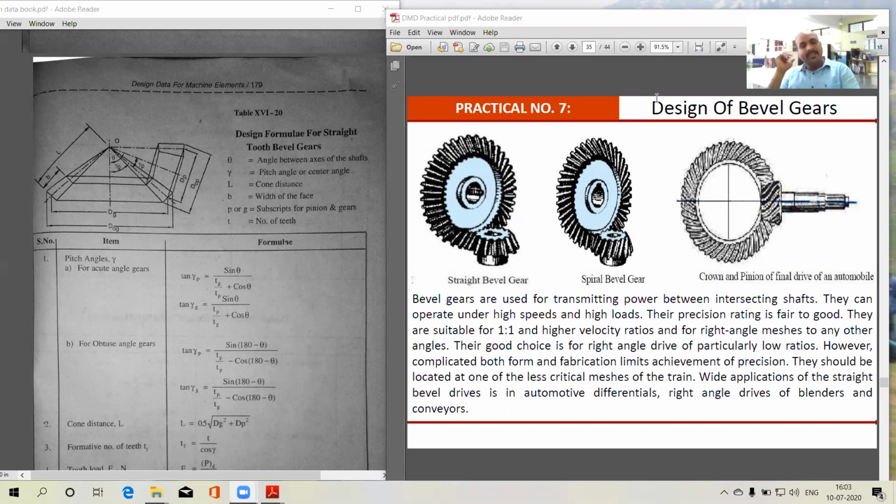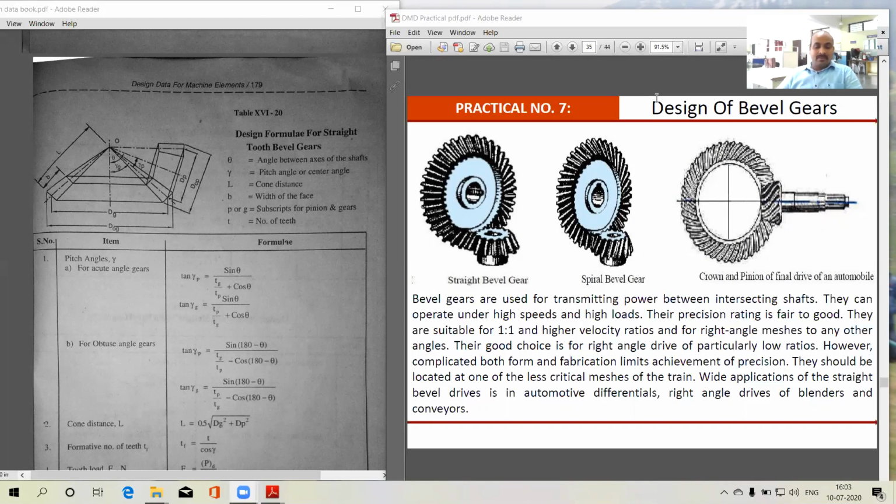So basically, bevel gears are used to transmit power between two intersecting shafts. There are two common types of bevel gears. One is spiral and one is straight bevel gear. You can see the straight bevel gear on your screen and spiral gear also. Straight bevel gears are easy to design and manufacture, and give reasonably good service when mounted properly on the shaft.